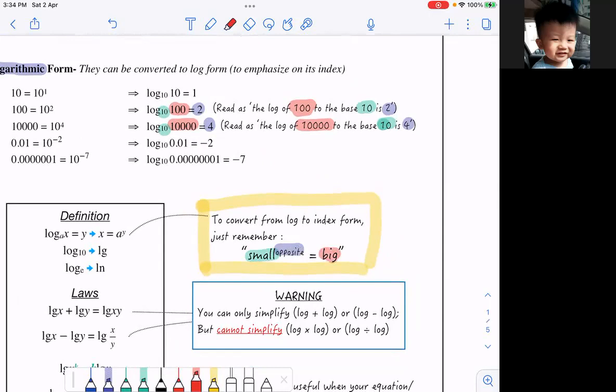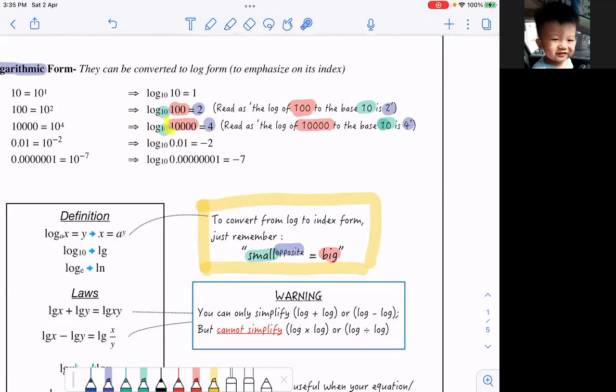Okay, how do I use this? I go to this example again. Small means what? Beside the log, you're supposed to put a tiny 10. That's the base 10. So what am I reading? I'm reading 10 to the power of opposite. What number is opposite? That means the other side. 4. 10 to the power of 4 is the big number.